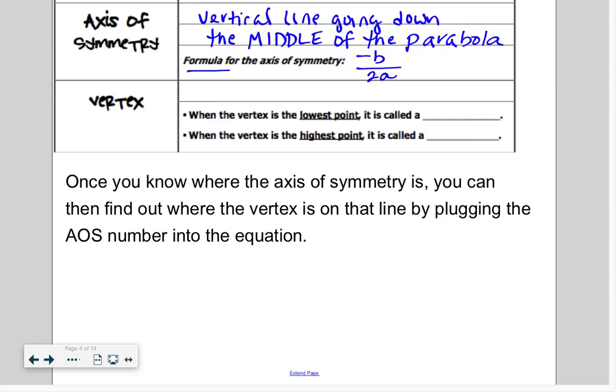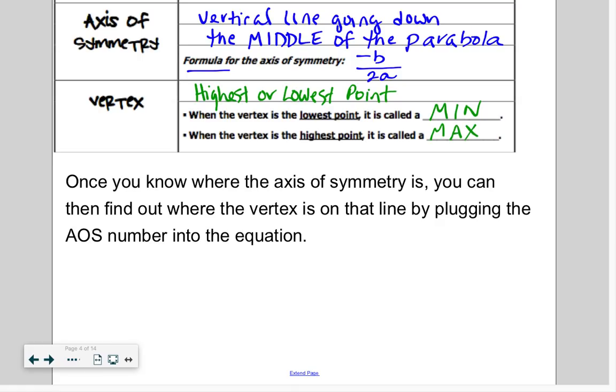Now, since the vertex is the highest or lowest point, and it's also in the middle, it's going to be on the axis of symmetry. When the vertex is the lowest point, it's called a minimum, short for min. When the vertex is the highest point, it's called a maximum, or max.